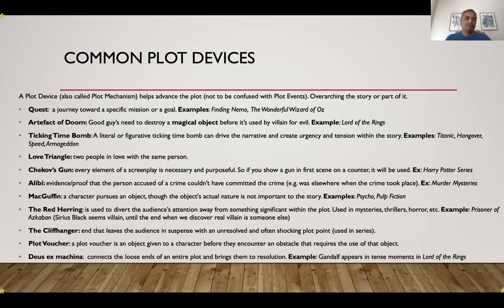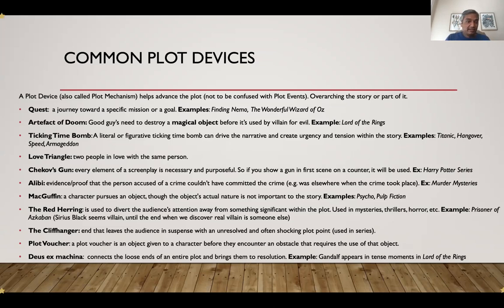So here are some of the common plot devices that we can take a look at quickly. A quest. A lot of movies, a lot of books have been written about a quest. The device that keeps the plot going in those movies is a quest. Somebody has to go somewhere on a mission to accomplish a goal, to find something, right? And that is always on the reader's mind as the reader is reading through the plot, through the story, right? So that is an important plot device.